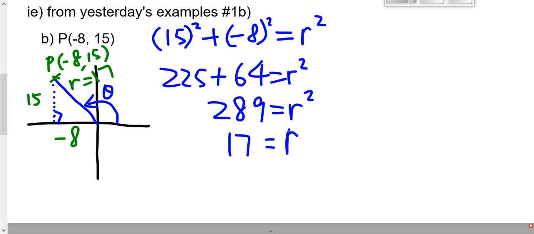No big deal. Alright, so now we can quickly set up the trig ratios. We can do sine, cosine, tangent.